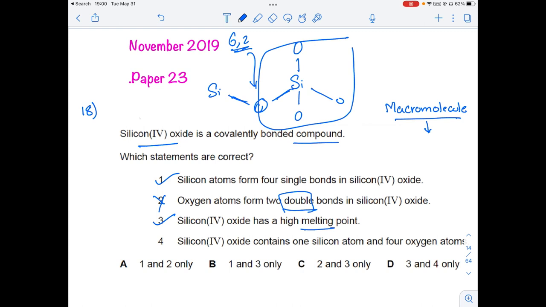That's correct. And silicon oxide contains one silicon atom and four oxygen atoms. On face value, it looks like that. But in the beginning we said that this is a macromolecule. So therefore, an individual SiO4 unit cannot exist. It is a large macromolecule which exists in the form of chains. That's the reason it cannot be considered as one silicon atom and four oxygen atoms. So therefore only 1 and 3 are correct. So option B is correct.